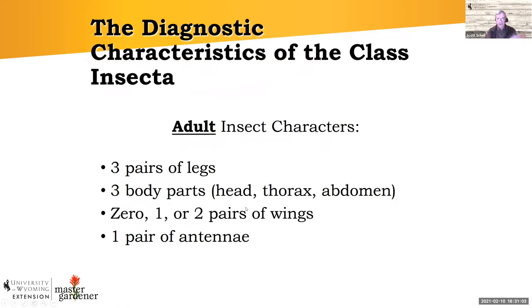The diagnostic characters, we already went over that. Three pairs of legs as adults, three body parts, head, thorax, and abdomen. They can have either zero, one, or two pairs of wings as adults and one pair of antennae. And sometimes the antennae are very small. Sometimes they're large and ornate and easy to see. Some insects, they don't need wings anymore. Things like fleas or bed bugs, they don't need it because they don't need to fly anywhere to find their host. They generally live right in the vicinity, whether it's in their den or a nest or a cave or a house.